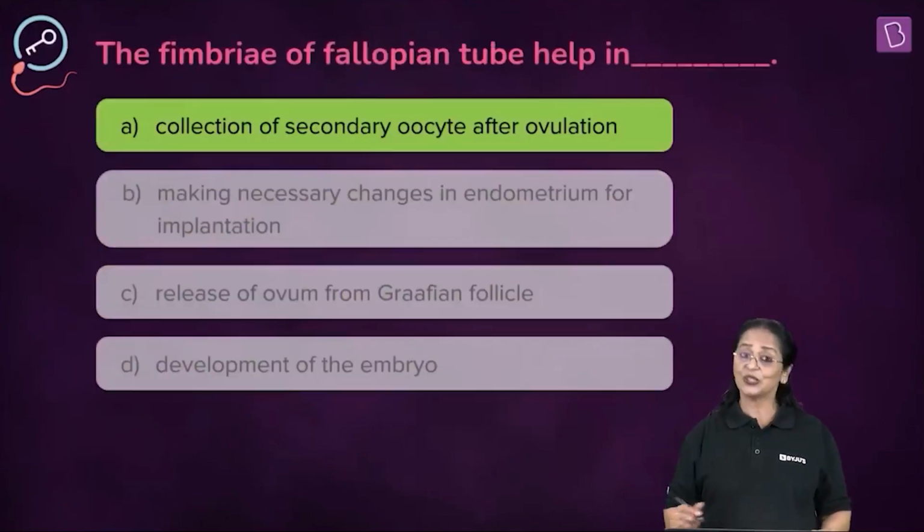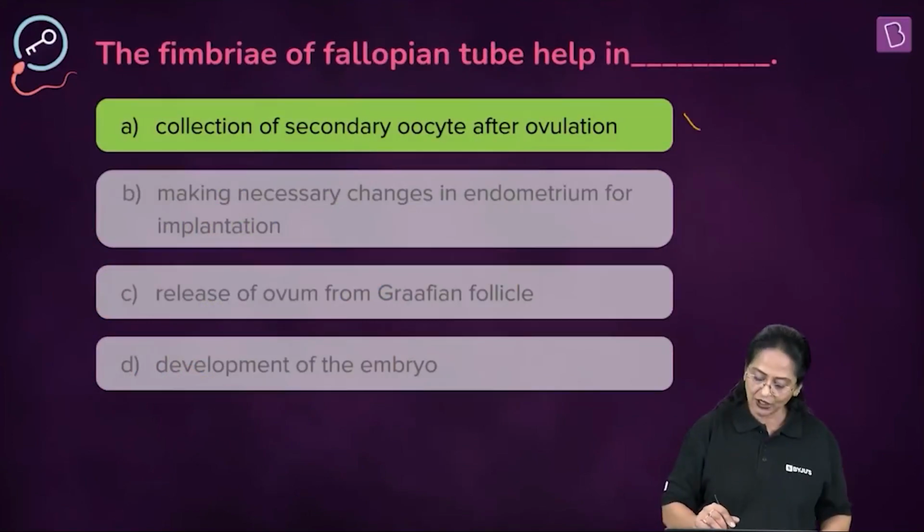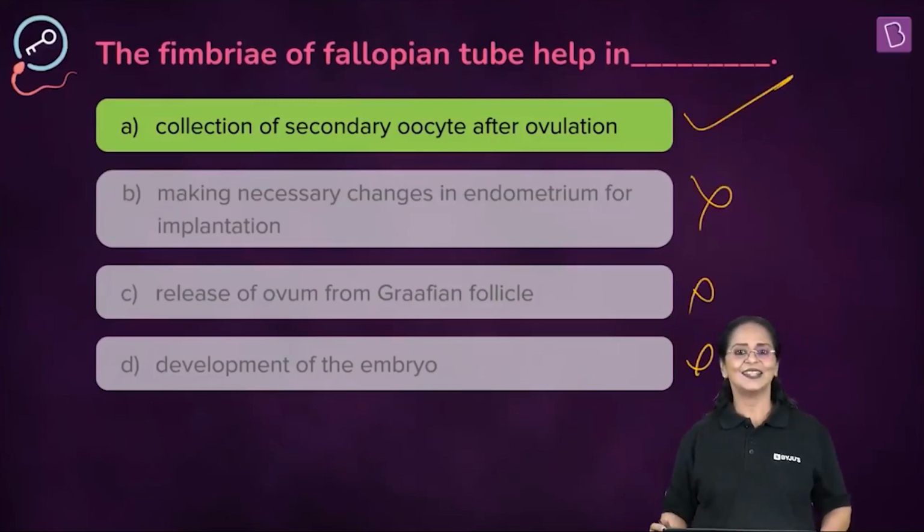So the right answer to this fill in the blanks question, the fimbriae of fallopian tube help in dash, is A, the collection of secondary oocyte after ovulation. You can eliminate B, C and D. A is the right answer.